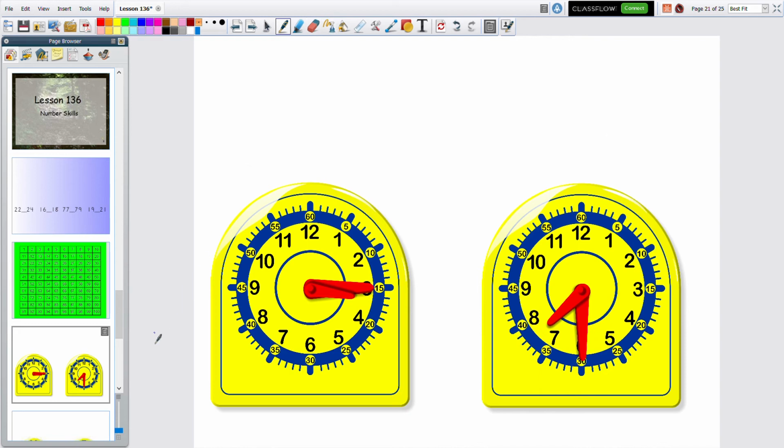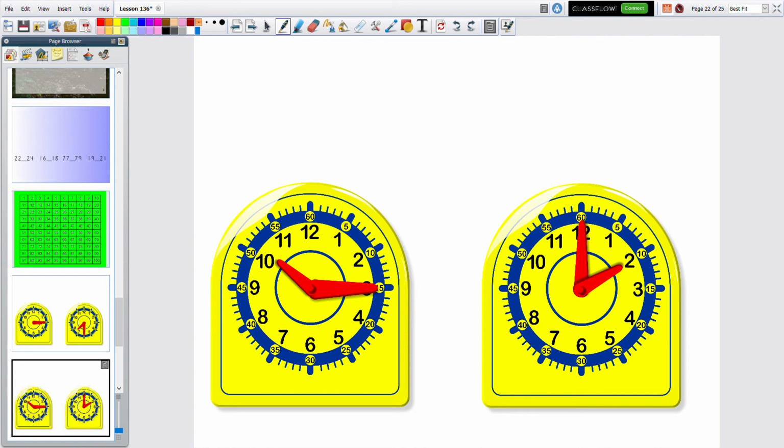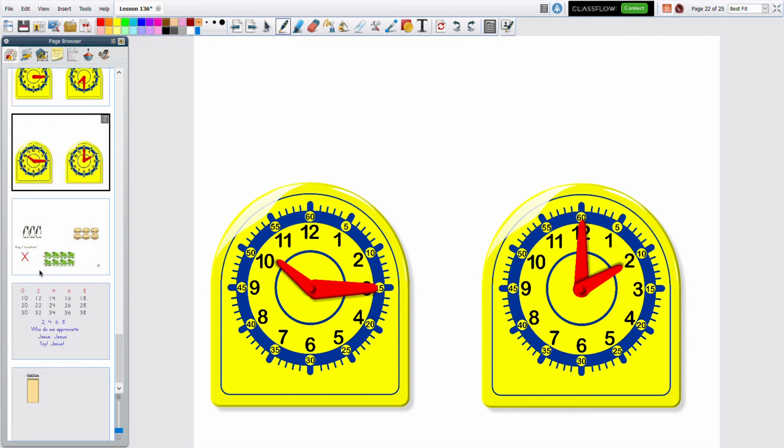Clear those, and I'm going to go down to the next slide, which is more clocks. Okay, so we're going to go to this first clock, and it is just past the 10. It's not even close to the 11. So it's gone past the 10, but not to the 11, so it's still in the what hour? The 10 o'clock hour. So we can go ahead and put the 10 up here.